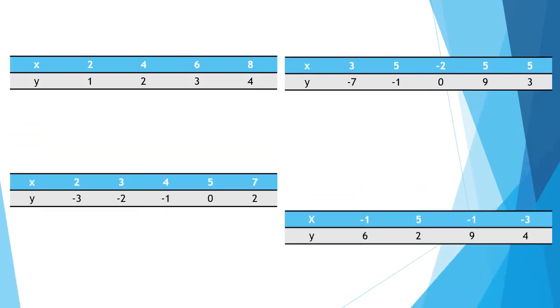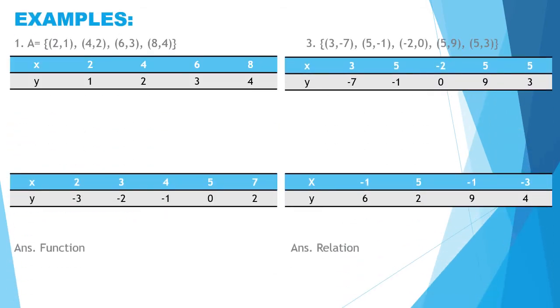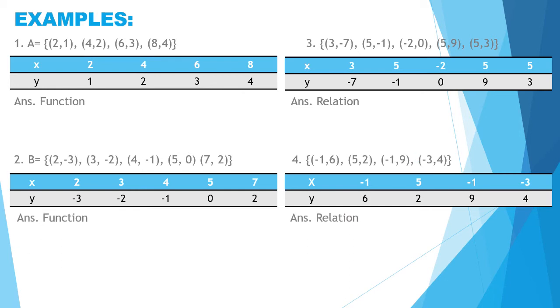Here we have the same examples from the previous slide, but this time in table of values form. As I said, the x-coordinates must be in the first row while the y-coordinates are in the second row. Examples 1 and 2 are functions because there are no repeated x-coordinates. Examples 3 and 4 are relations because there are repeated coordinates.